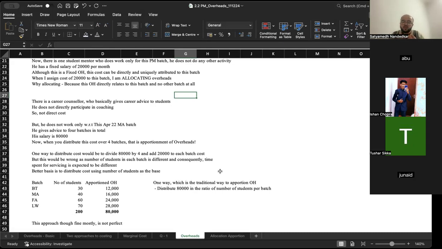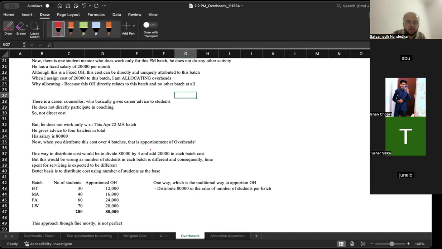So when you distribute this cost over 4 batches, that is known as apportionment of overheads. One way to distribute the cost would be to divide 80,000 by 4 and add 20,000 to each batch cost. But this would be wrong, as the number of students in each batch is different.